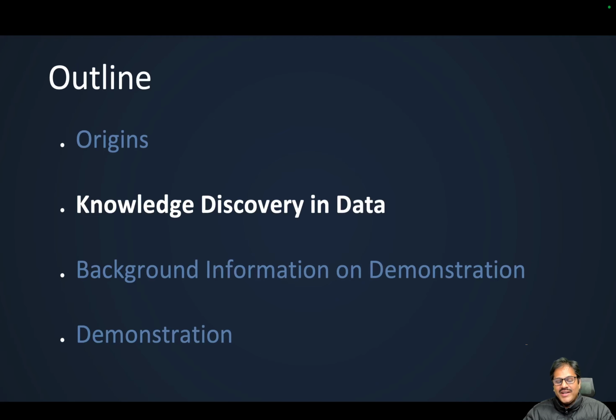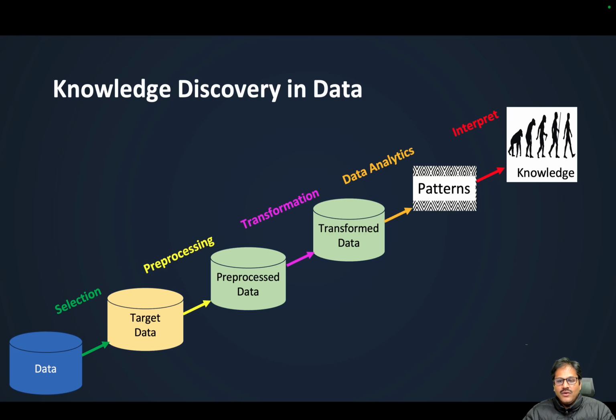So now let us look at the framework of extracting knowledge from the data. This framework, which is popularly called KDD, has 5 steps. The first step is, first we have the data. From this data, we select the portion of the data that is of interest to us. So this is the first step, selection.